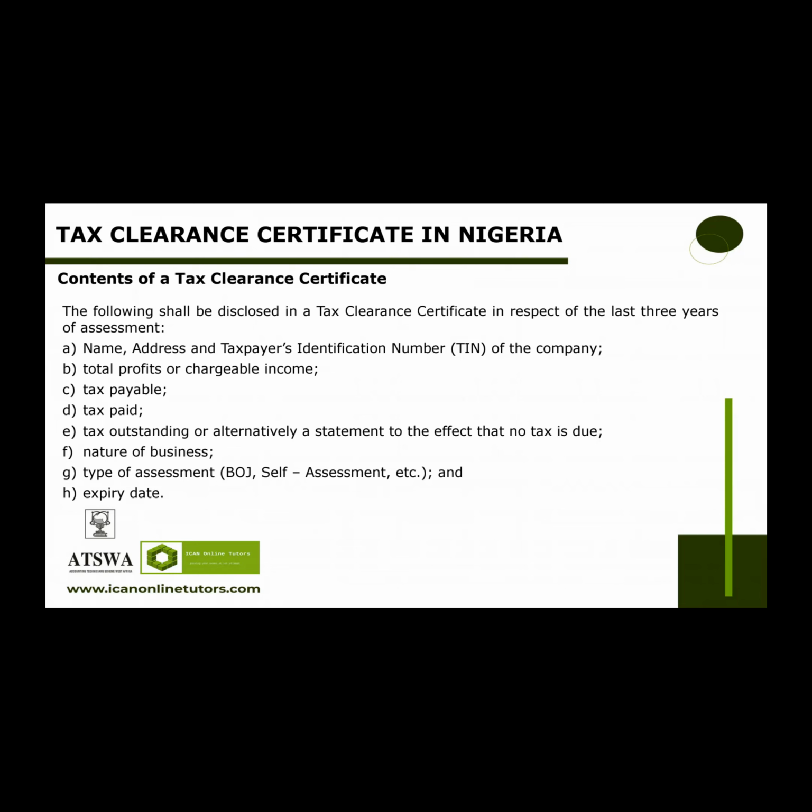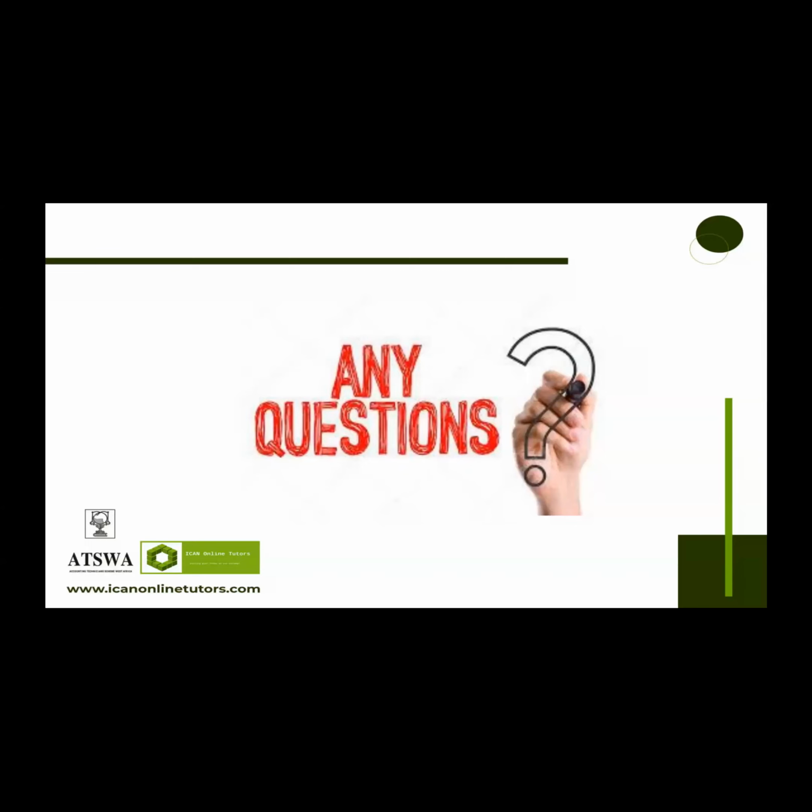Contents of a tax clearance certificate. The following shall be disclosed in a tax clearance certificate in respect of the last 3 years of assessment. One, name, address, and taxpayer's identification number of the company, total profits or chargeable income, tax payable, tax paid, tax outstanding, alternatively a statement to the effect that no tax is due, nature of business, type of assessment, best of judgment, self-assessment, etc., and expiry date. Are we together?